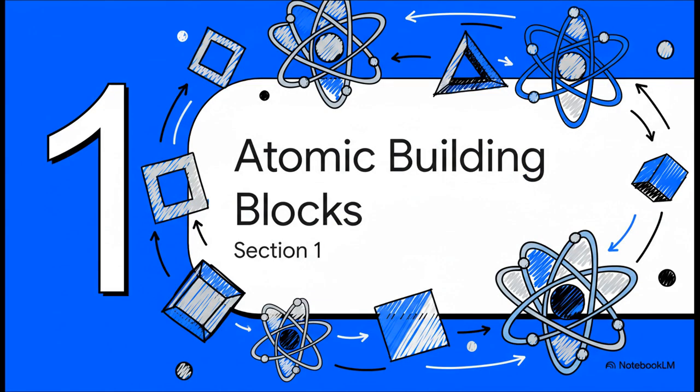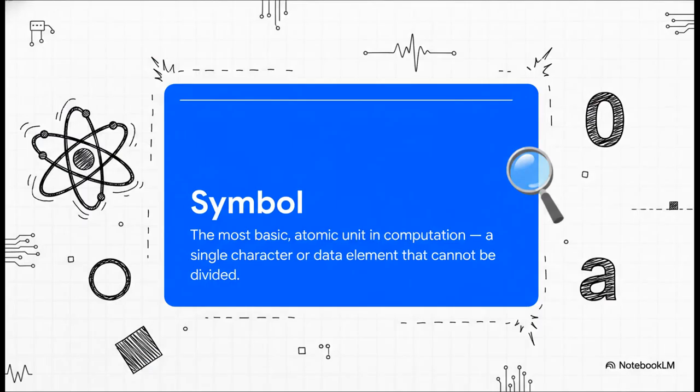All right, section 1, the atomic building blocks. Our first step here is to define the absolute smallest, most fundamental units we can possibly work with. You can think of these as the atoms of our new language. And here it is, a symbol. This is our atomic element. You literally can't break it down any further. A 0 is just a 0. The letter A is just an A.